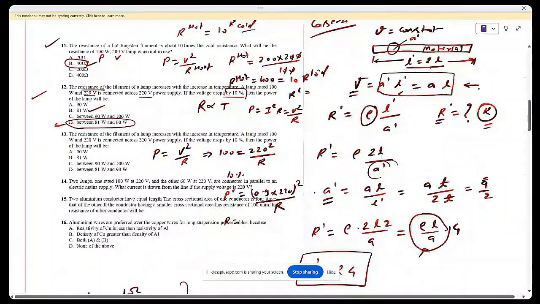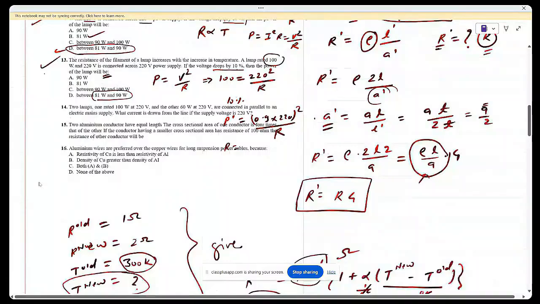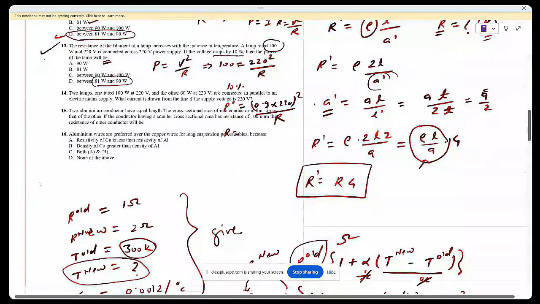I think question number 13 and question number 12 are the same. Here also it is written, if the voltage drops by 10%, then the power of the lamp will be. So here again, what was the power? 100 watt. Here it will be between 81 and 90 watt, because the condition is the same. A 10% drop in the voltage means the voltage is now 0.9 times, so 0.9 into 0.9 is 0.81. 100 is given, so it's 81%. Okay. Now question number 14.